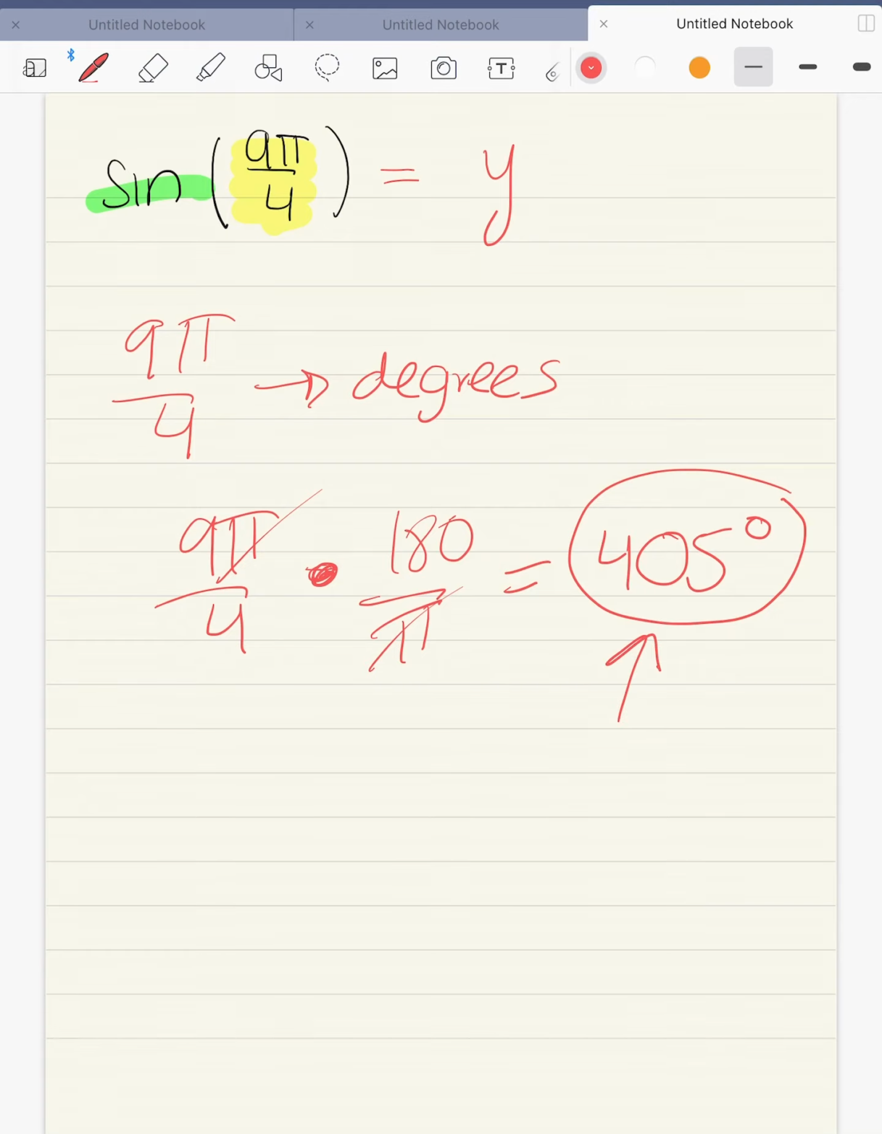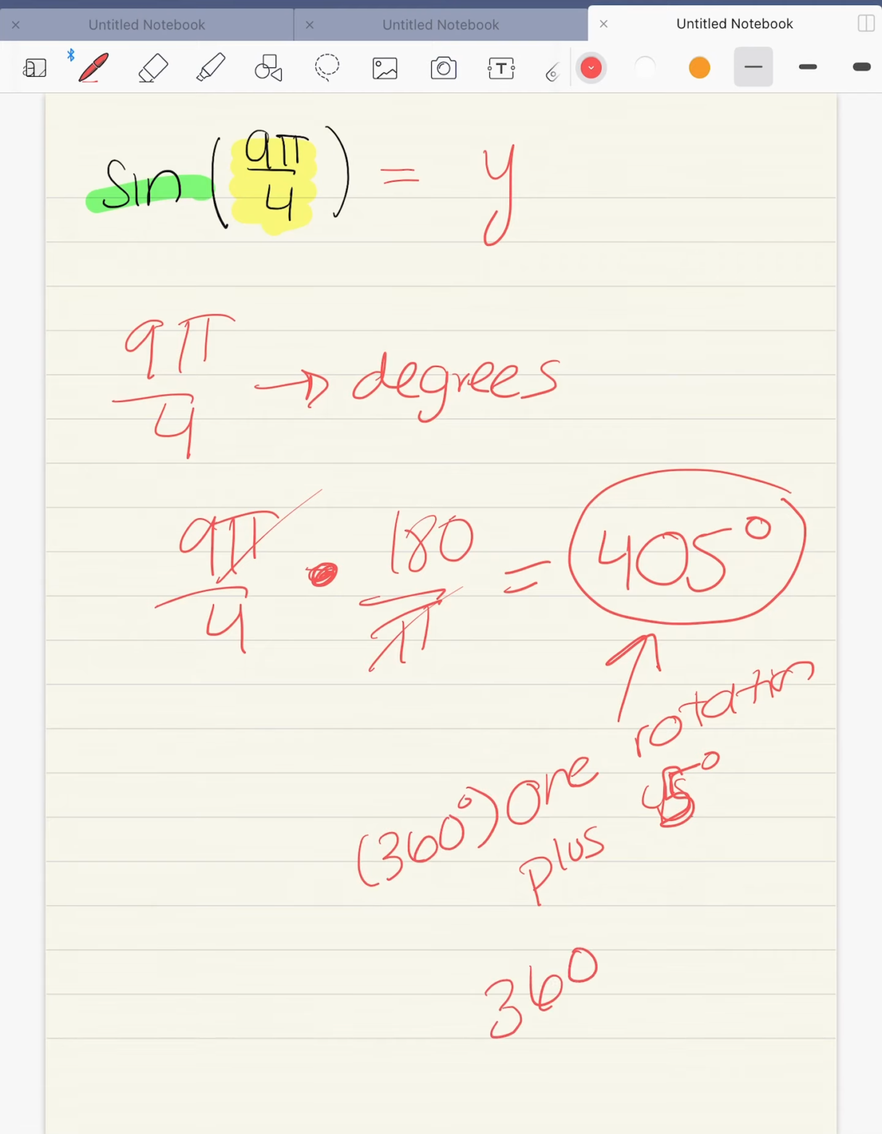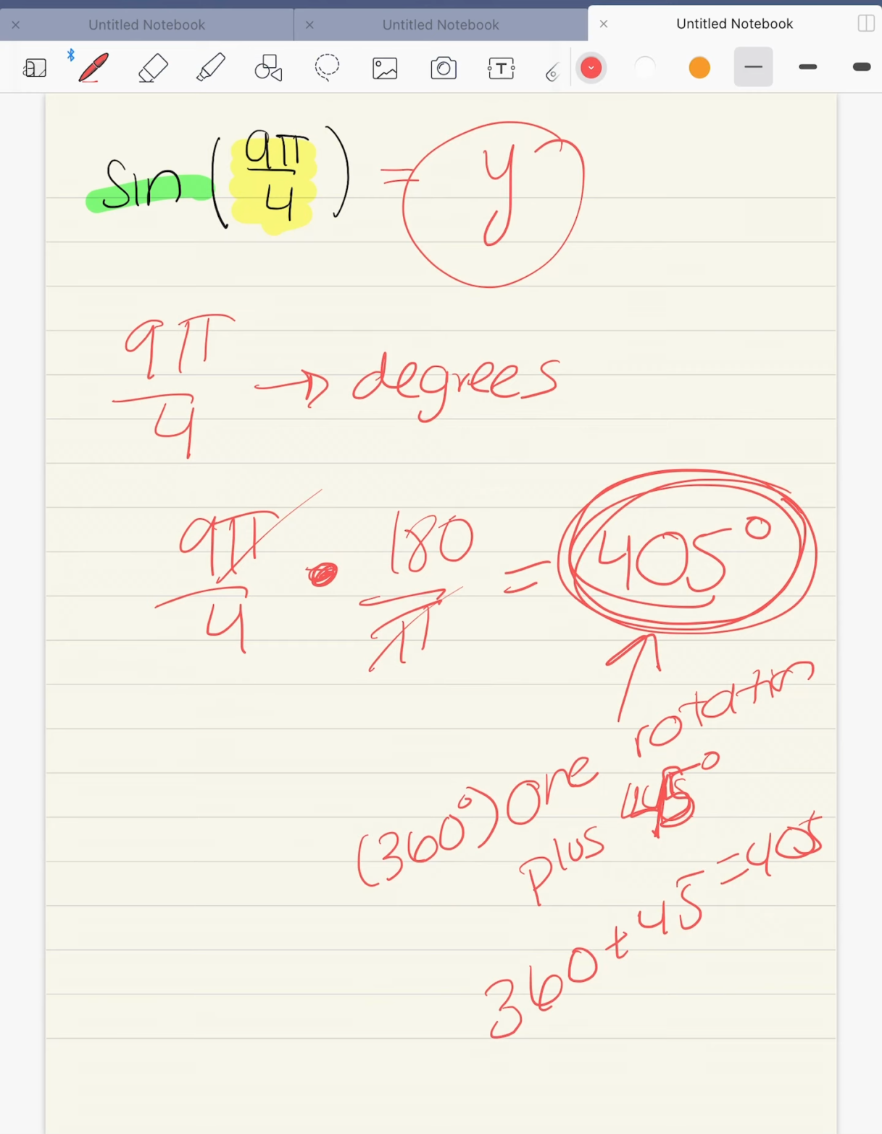This is one complete rotation, because one rotation is 360. So it is 360 plus 45 degrees. 360 plus the 45 gives you 405. So to go to 405 degrees, you will go one complete rotation plus 45. And we're looking for the y.